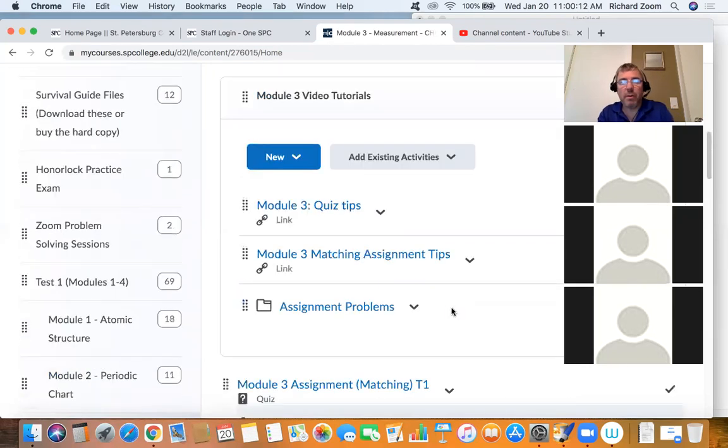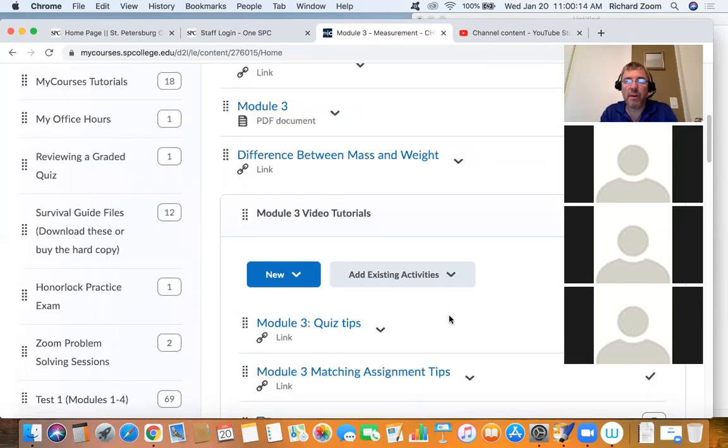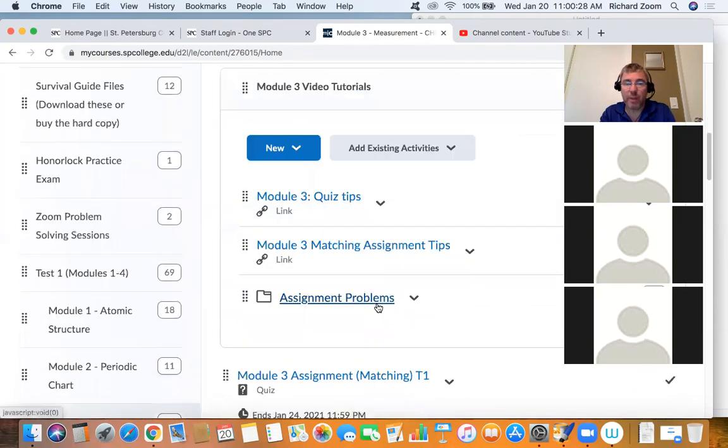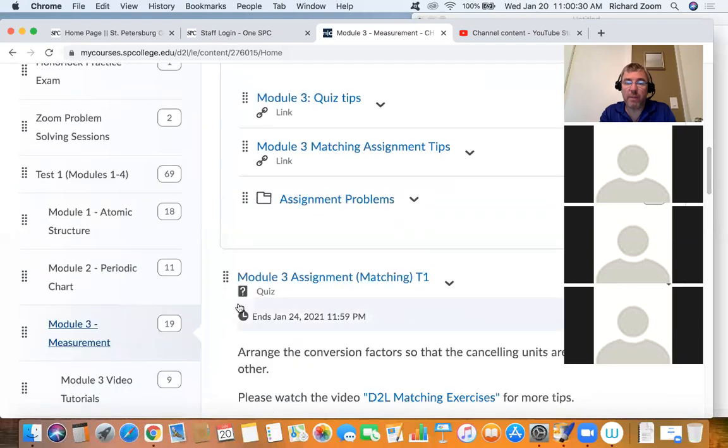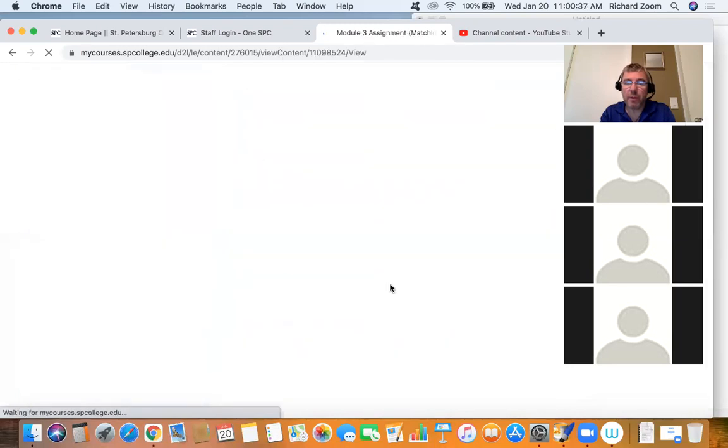So what we're going to do is, I'm not going to do a whole lot of theory today with Module 3. I'll just focus on some of the more difficult concepts of Module 3 and prepare you for what you're going to see for the homework and the assignments you'll need to do. So just a couple of things here. First of all, you got your Module 3 assignment. I'm going to show you what it looks like.